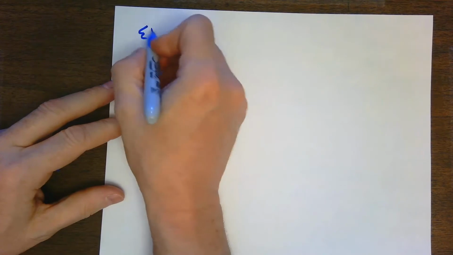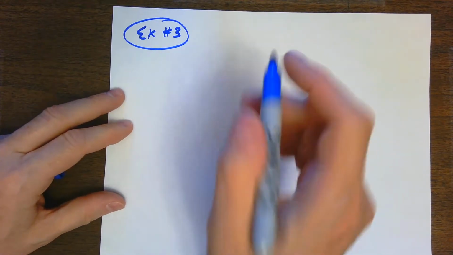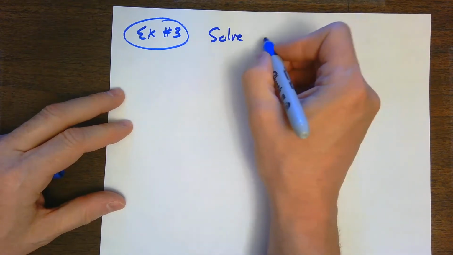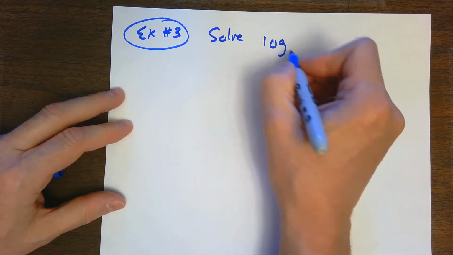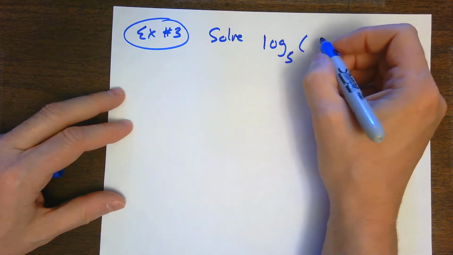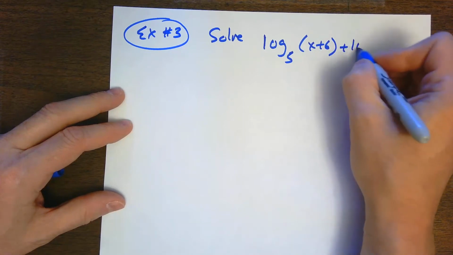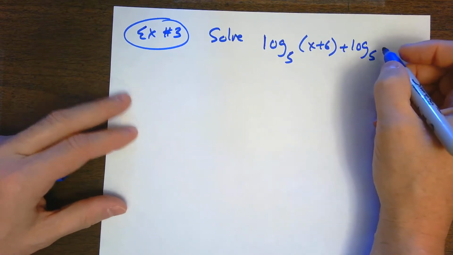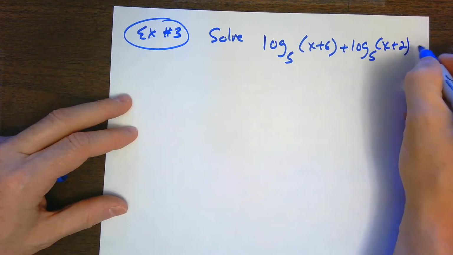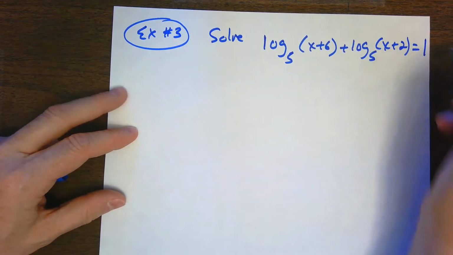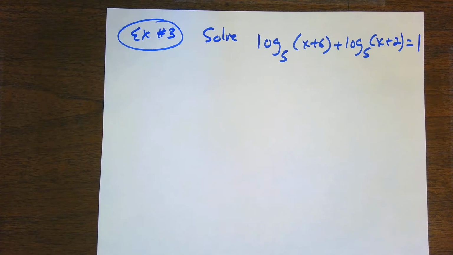All right, let's take a look at another example, example number 3. In example number 3, I want to solve log base 5 of (x + 6) plus log base 5 of (x + 2) equals 1. And I want to solve this. Oh, a lot more going on in this one.